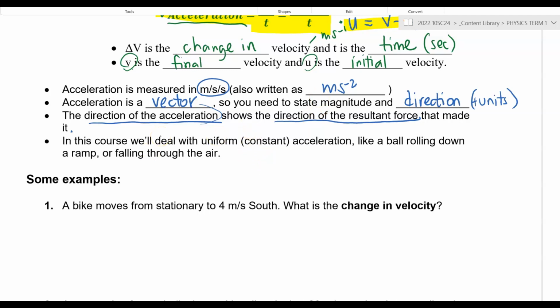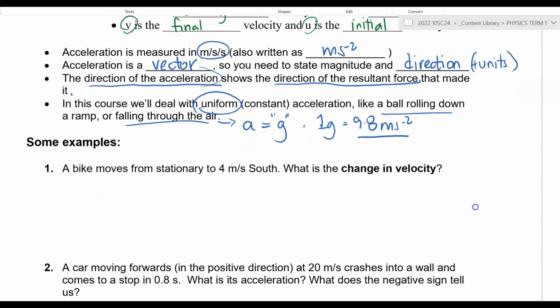What we're going to deal with in this unit is uniform motion. Things like a ball rolling down a ramp, or falling through the air. For example, if you drop a ball and it falls due to gravity. In that case, the acceleration when things fall through the air is what we call g. And 1g is an acceleration of 9.8 meters per second squared here on Earth. On the moon, it's like 1.6, and it depends on what planet you're on as well.